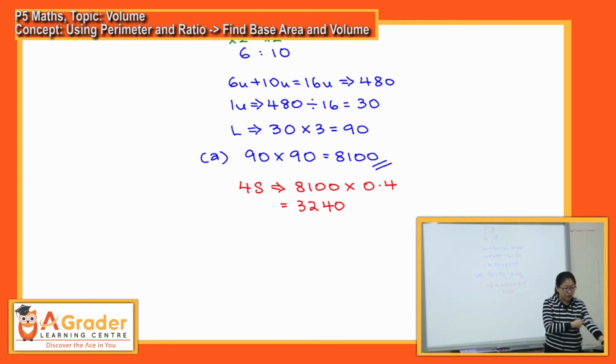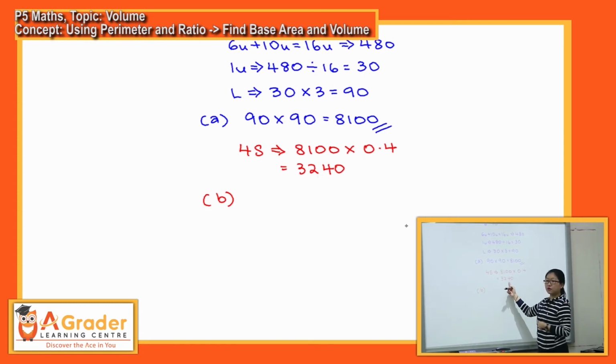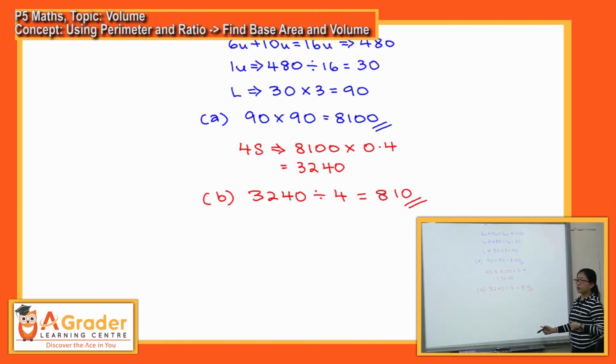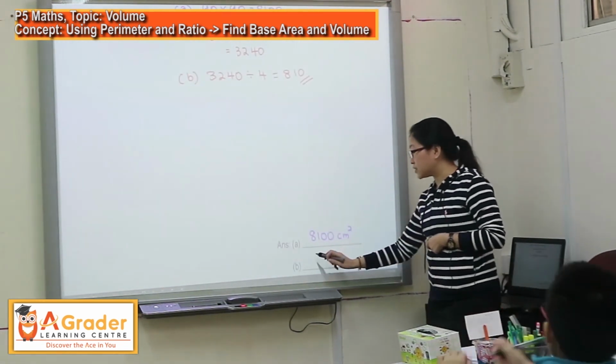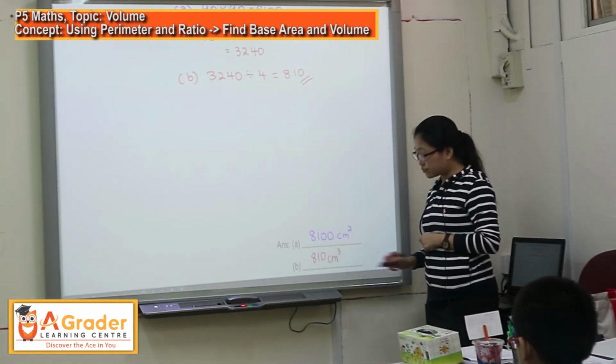And then the actual requirement of the question is to find the average volume. Average, how to do? Good. Because you all learned average already, right? So for part B to get average, because we have 4 stones with a total of 3,240, to find average is always divide. So 3,240 divided by 4 is 810. Okay, so now the 810, what must I write at the end? Good, because it's volume, cm cubed.